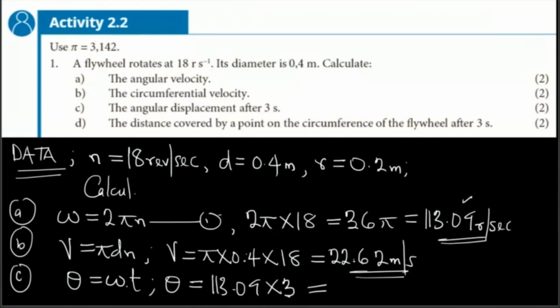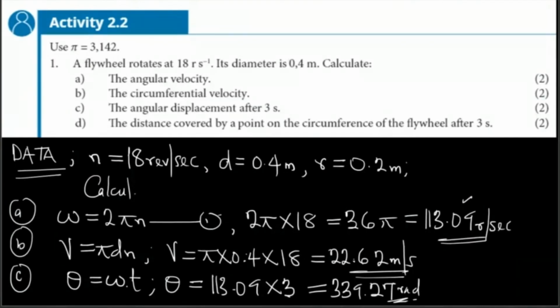339. Are you sure? 339, comma what? Comma 27. What's the unit? I did mine to 3 decimals. So mine was 113.097 times 3, which gives 339.291. So this one gave you 339.27 radians.